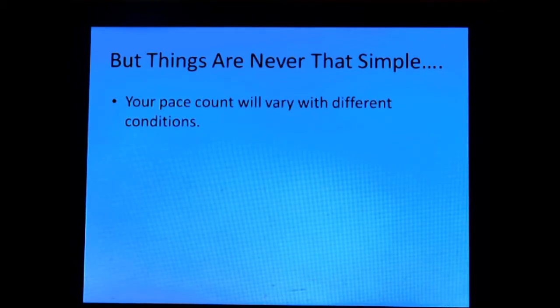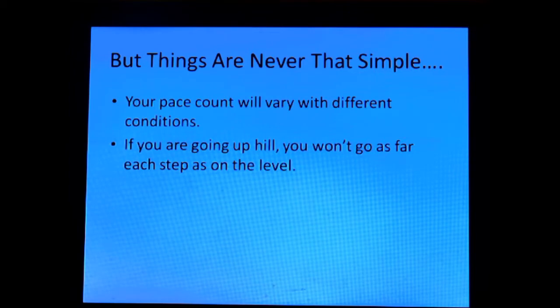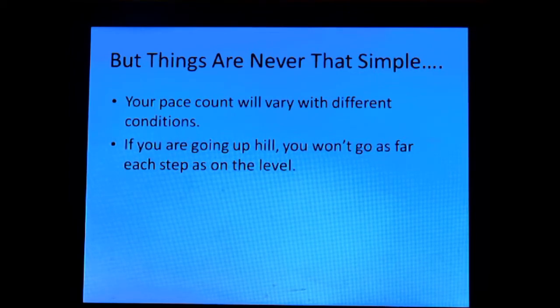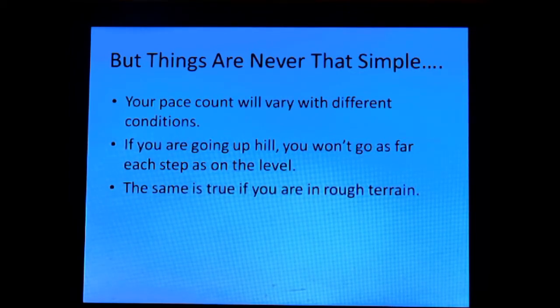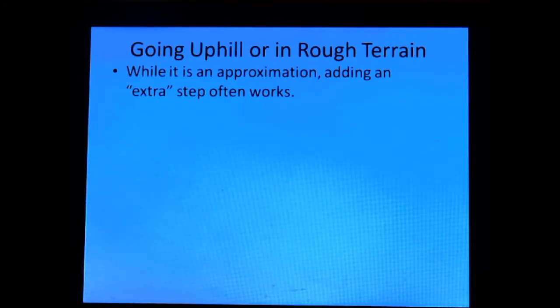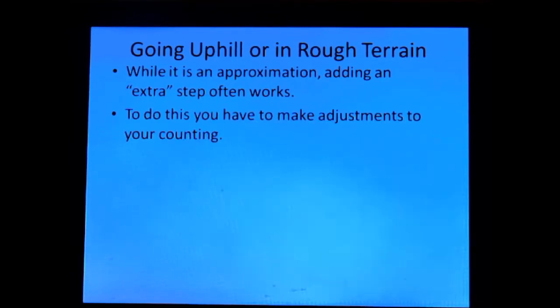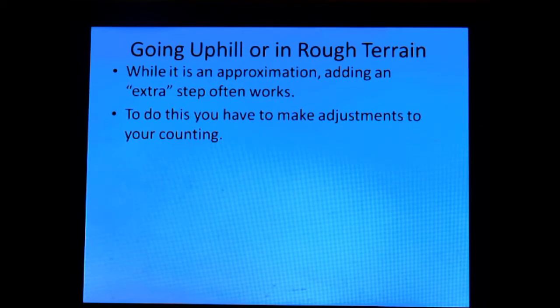But things are never that simple. Your pace count will vary with different conditions. If you're going uphill, you won't go as far each step as on the level. The same is true if you're in rough terrain. So you have to make adjustments. Going uphill or in rough terrain, while it is an approximation, adding an extra step often works. To do this, you have to make adjustments to your counting.